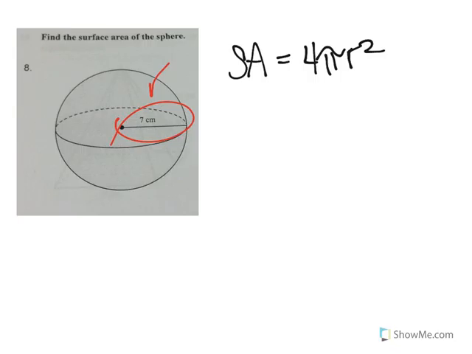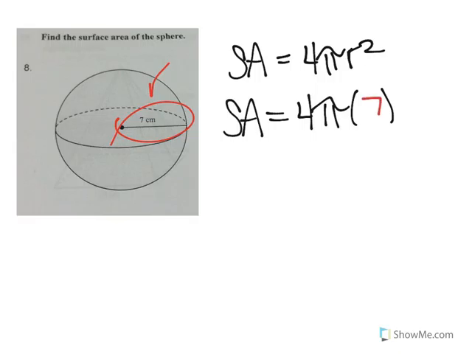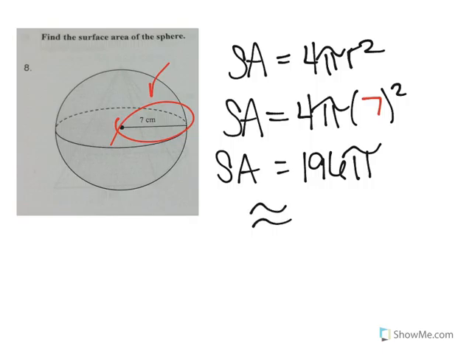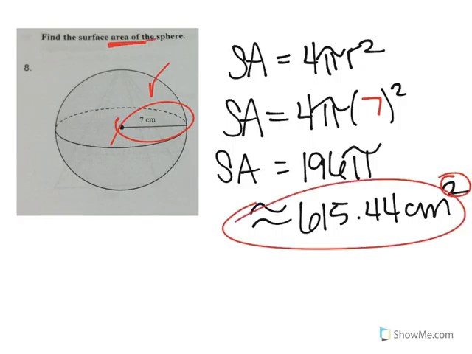Okay, so you just plug it into your formula. Surface area is equal to 4 pi 7 squared. In terms of pi, you just multiply your numbers. You get 196 pi, which is approximately 615.44 centimeters squared. And don't forget, since it's area this time, it's going to be squared on your units.